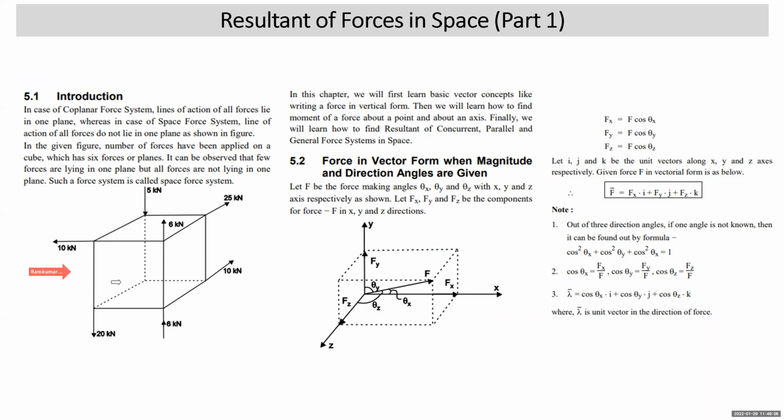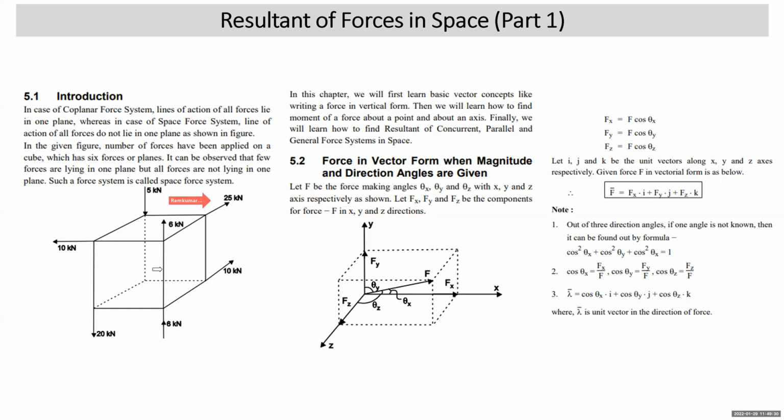In this diagram, this is a cube on which a number of forces have been applied. The cube defines six faces, or six planes. You can see that a few forces may lie in one plane, but all the forces do not lie in one plane. Let's take the example of the top face. On the top face, this 10 kilonewton force will lie in the plane defined by the top face, and this force will lie there too.